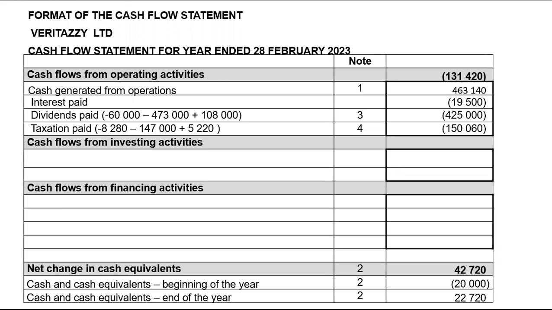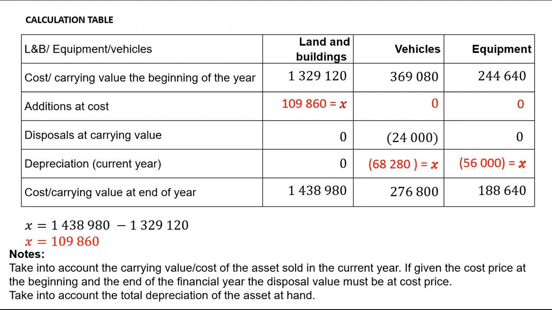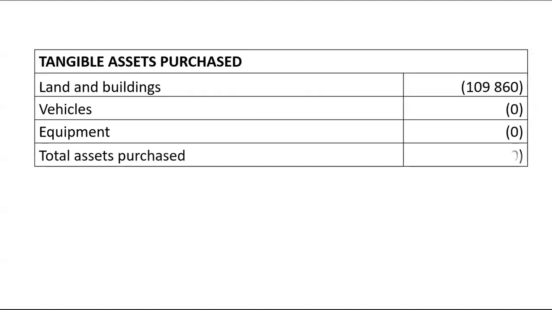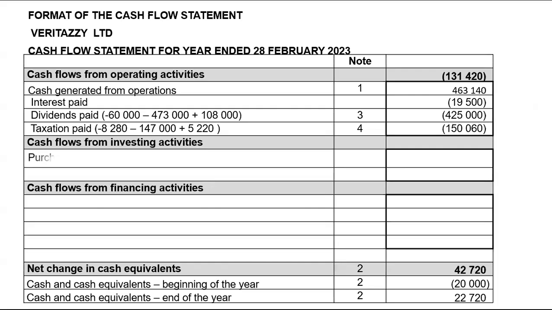Now let's go to investing activities. Did we buy any asset? Well, we did this earlier on, as a matter of fact. We only bought land and buildings, and that amounted to 109,860. That's all we are going to include under tangible assets because no equipment or vehicles were purchased. That will be under investing activities as purchase of non-current assets in brackets because it's a cash outflow. If I remember very well, we sold equipment for 24,000 rand, which was also the carrying value of that equipment.